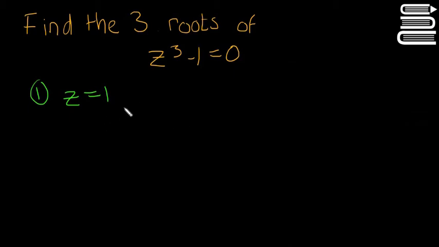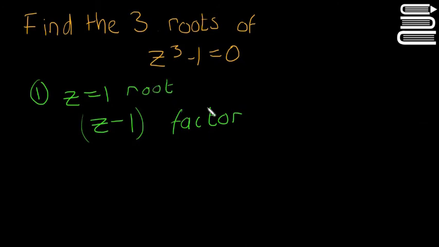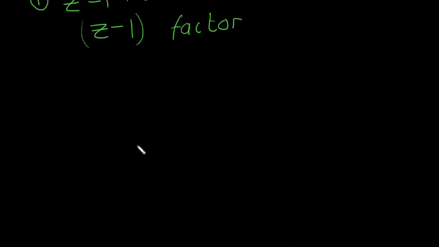Now you're pretty much halfway done. This also means that z minus 1, so that's the root, is the factor. So if z equal to 1 is a root, then z minus 1 is a factor. I'll write that beside there, root and factor. Next thing you're going to want to do is divide z minus 1 into z cubed minus 1, and then you'll find your other factors.